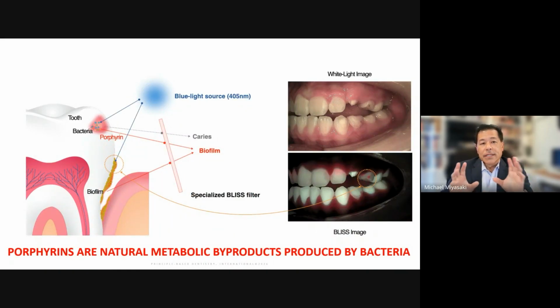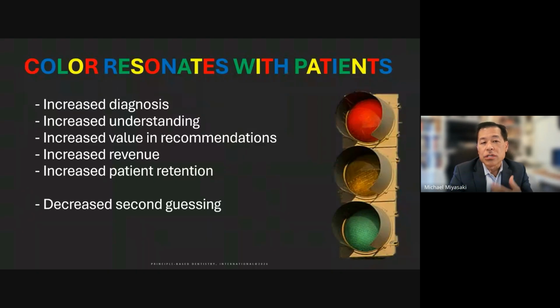So again, this isn't just something that makes everything bad look red. We have to discuss how it turns things red. So the porphyrins, which are a metabolic byproduct from bacteria, is filtered. Well, the light source is a blue light source, 405 nanometers. That is reflected off and filtered so that wherever there's biofilm, it shows up red.